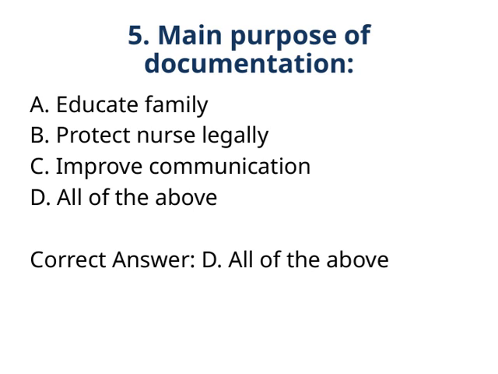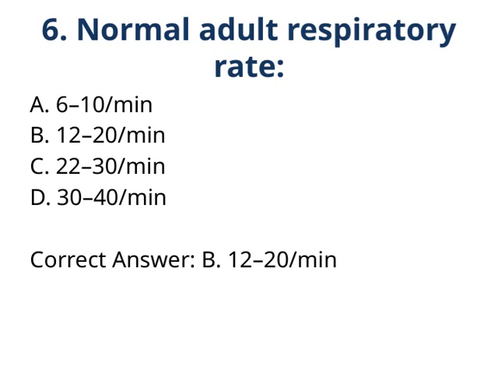Let's take a look at the normal adult respiratory rate. The typical range is between 12 and 20 breaths per minute. This rate is important because it helps us determine if someone's breathing is within a healthy range. If the rate is too low or too high, it can indicate underlying issues that might need further investigation. Remember, a normal respiratory rate is a key component of assessing overall vital signs and understanding a person's respiratory health. So, when you're evaluating a patient, keep in mind that 12 to 20 breaths per minute is considered normal for adults.